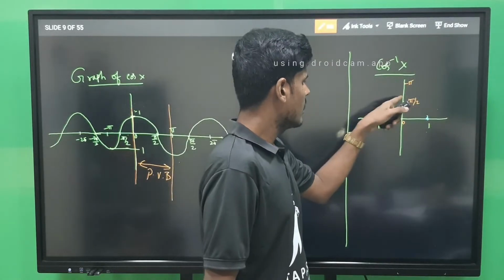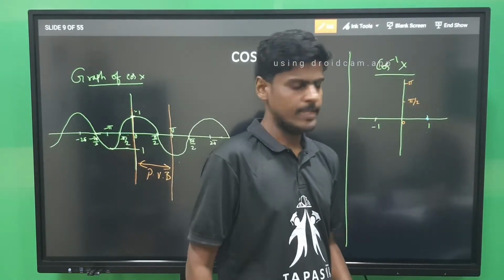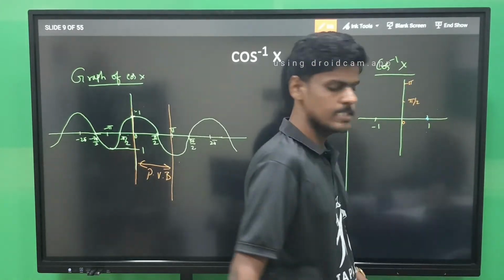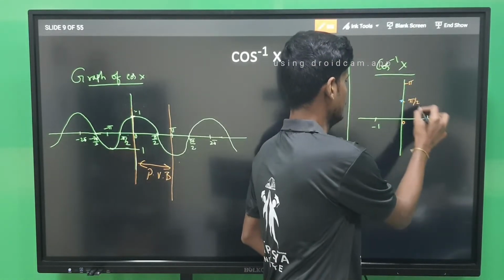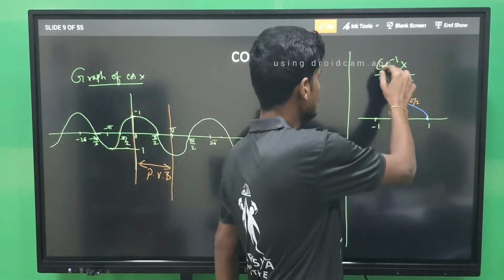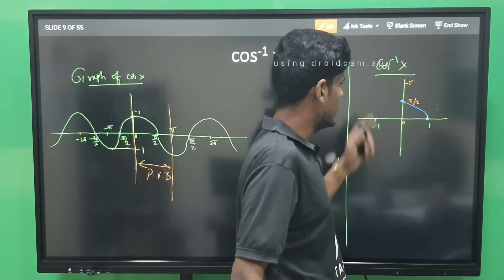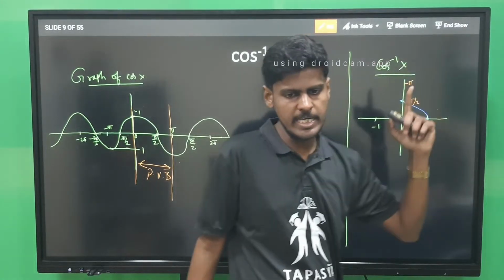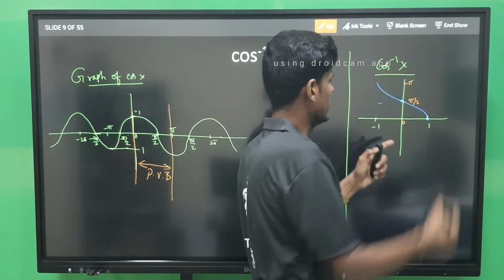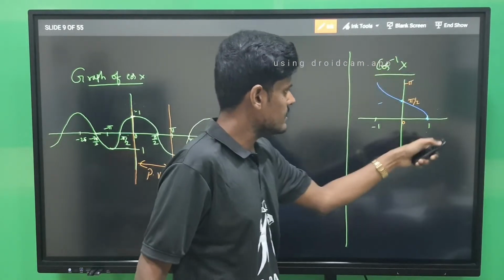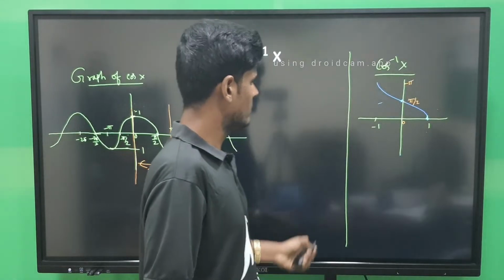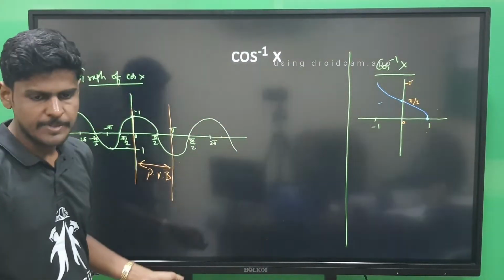Next what we do? Cos 90 is 0. That means cos inverse of 0 is 90. So when input is 0, output is 90. So this graph will be something like this. Next we do cos inverse of minus 1, that is 180, as cos 180 is minus 1. So cos inverse minus 1 will become 180. Graph of cos inverse x is like this. It is as simple as that.